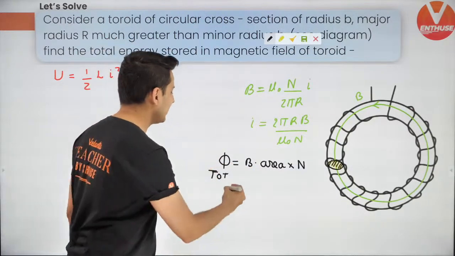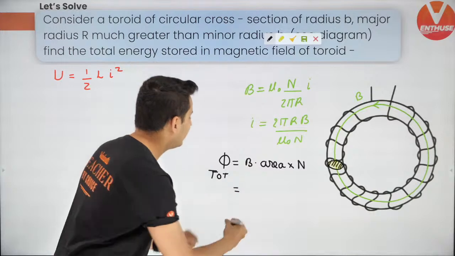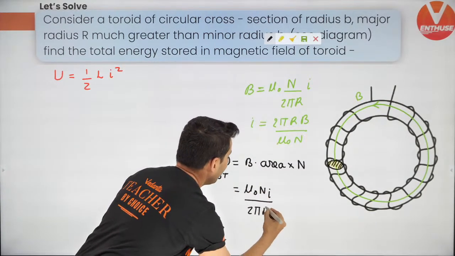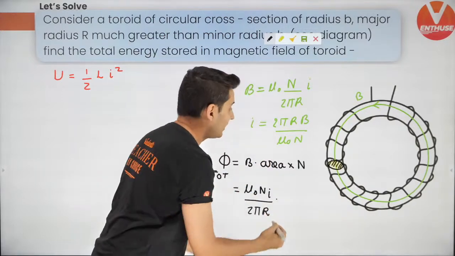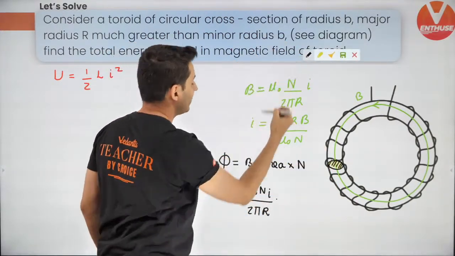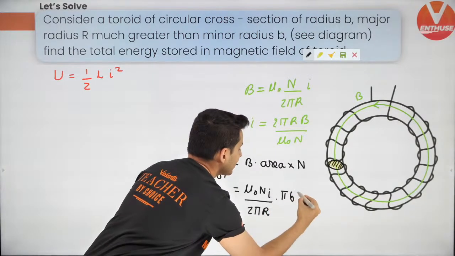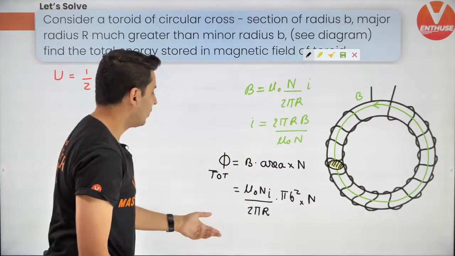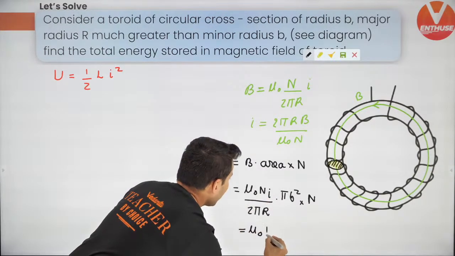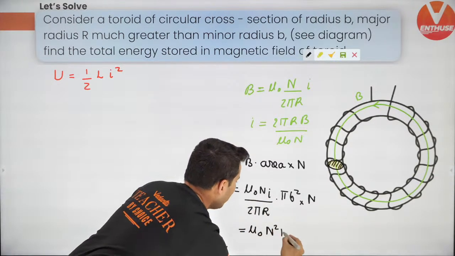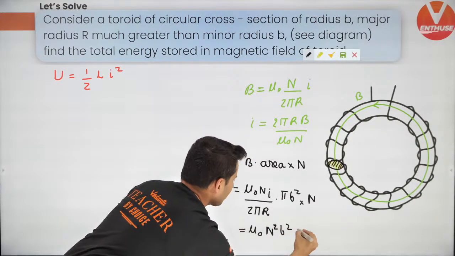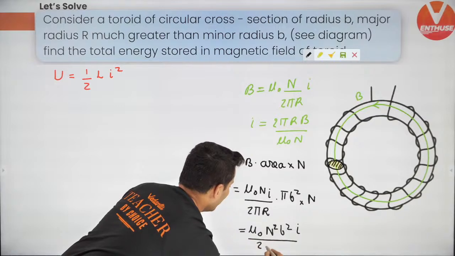Let's substitute, nothing else. The magnetic field is mu naught N I divided by 2 pi R. The area of cross section, the radius is given to be B, so it will be pi B square into N. So what am I going to get? I am going to get mu naught N square, pi gone, so mu naught N square B square I divided by 2R.